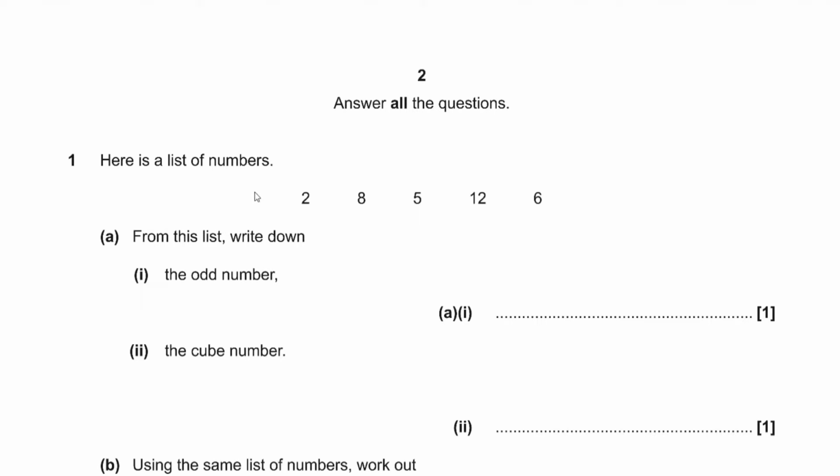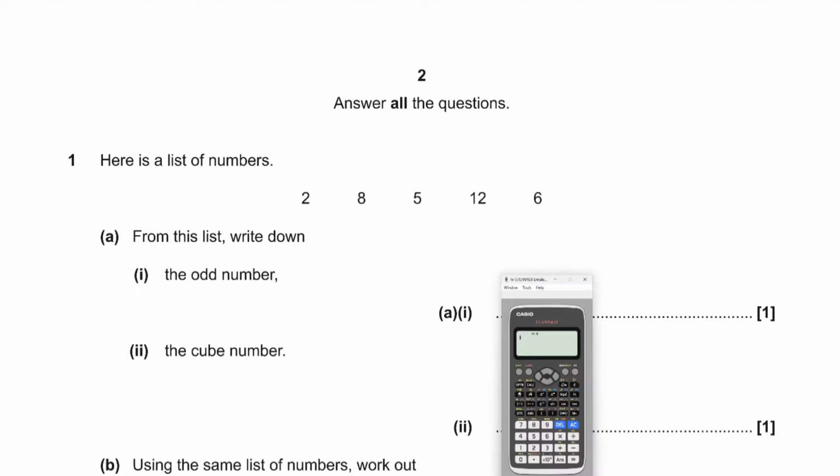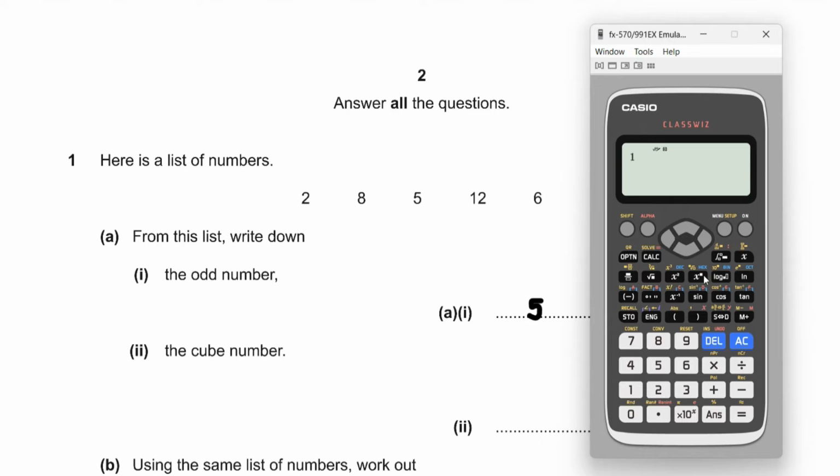Question number 1. Here is a list of numbers 2, 8, 5, 12 and 6. Part A, from this list, write down for the first part the odd number. The odd number is 5. So 5 is our odd number. Next, the cube number. Well, if we work out 1 cubed, we get 1. 2 cubed is 8. 8 is a cube number.